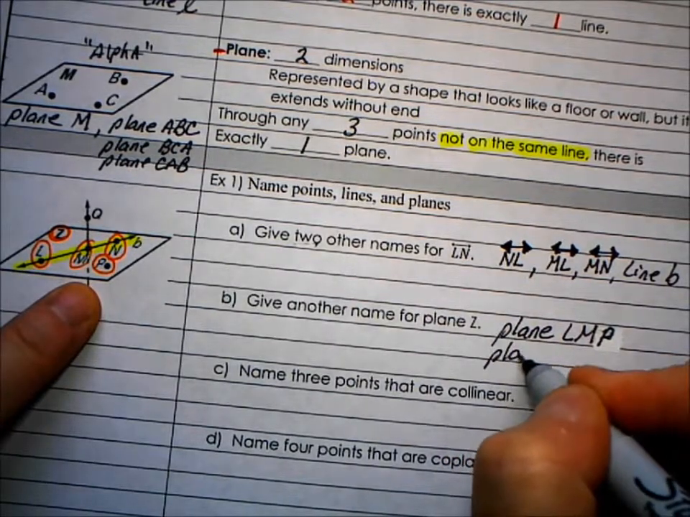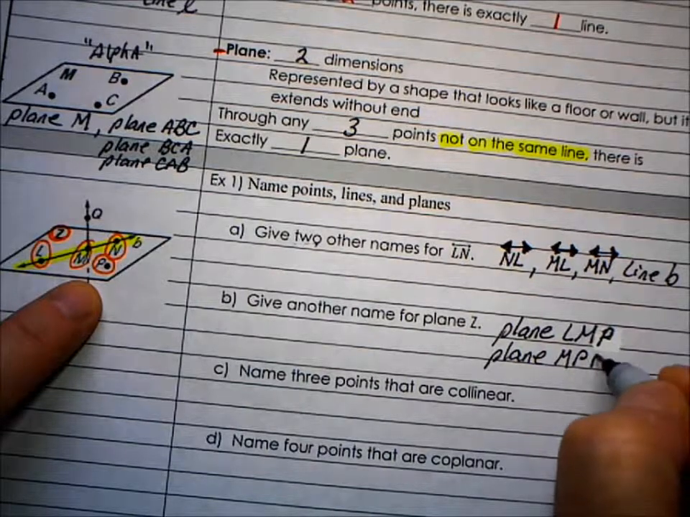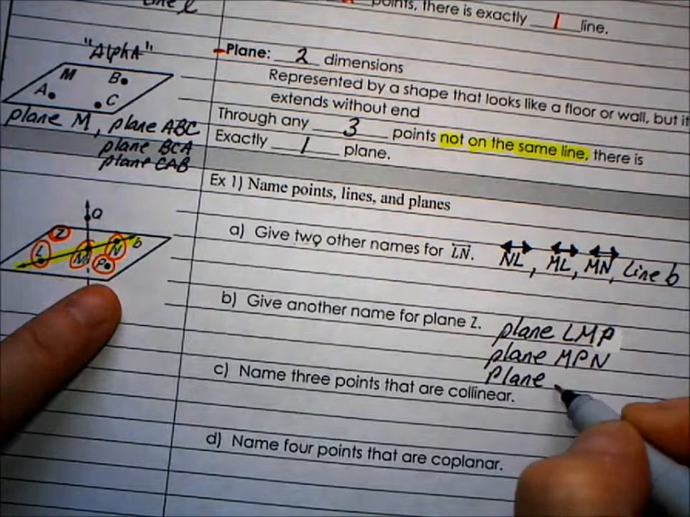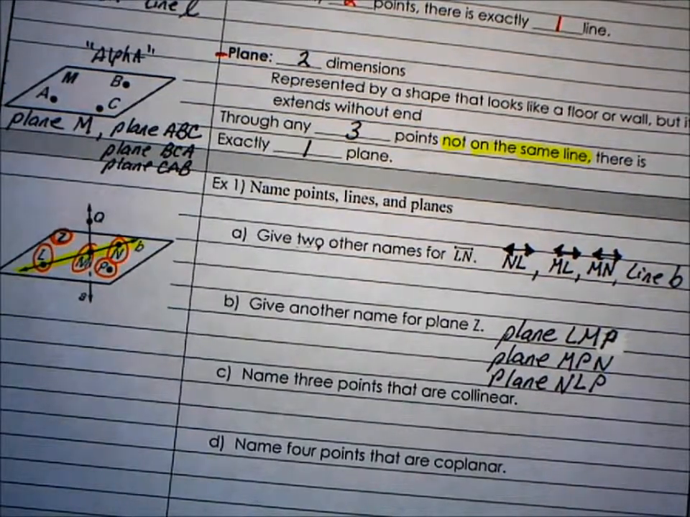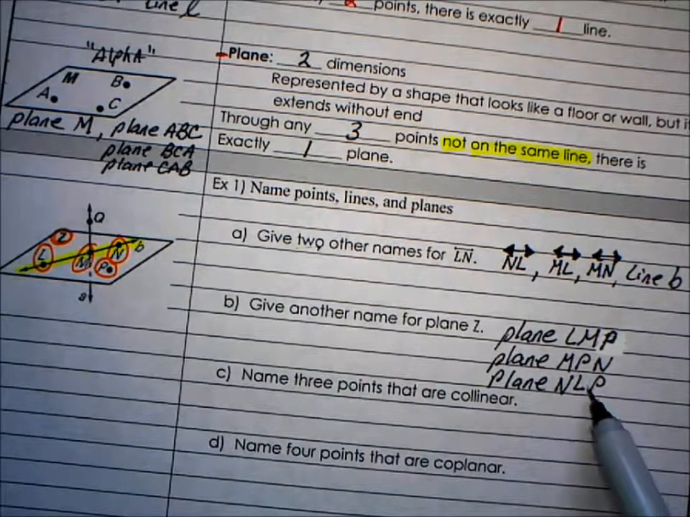I could also have MPN. I could have plane NLP. Any 2 with the P. I have to have the P. Any 2 on the line with the letter P. And any variations of that as well. And what I mean by variations is any order.